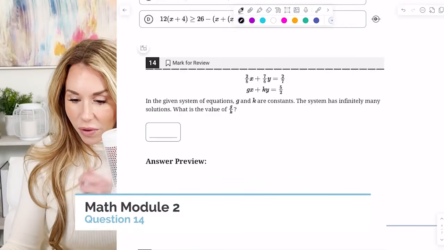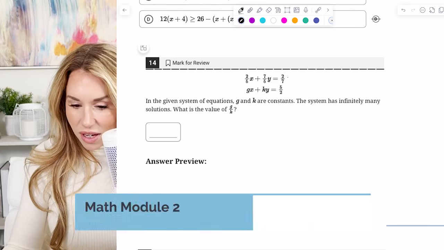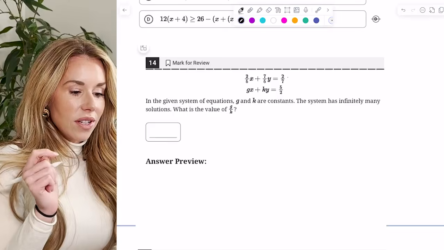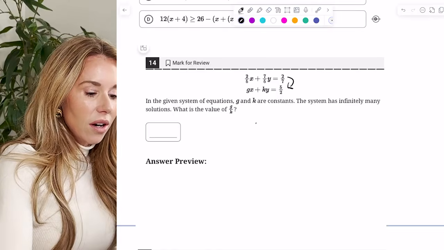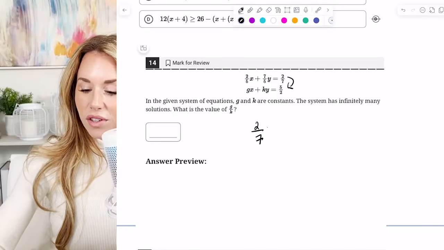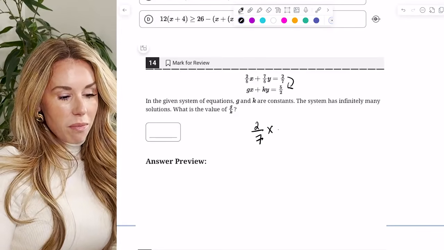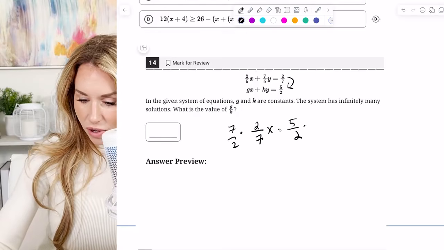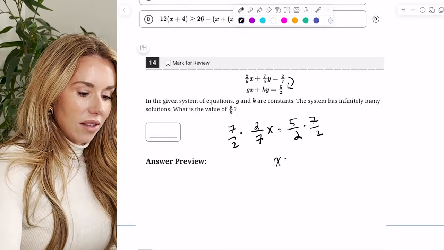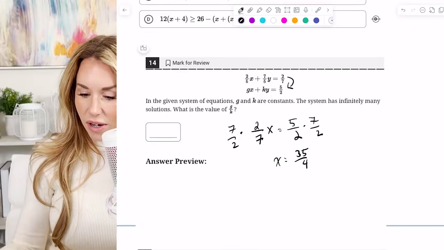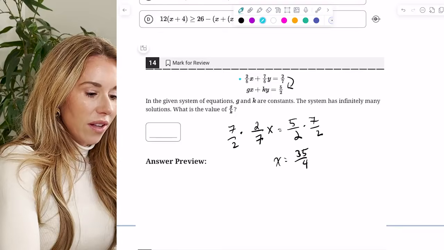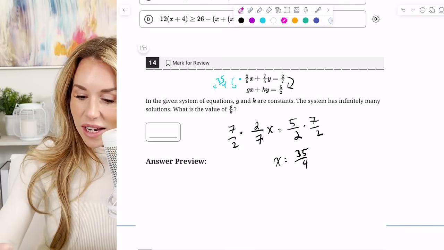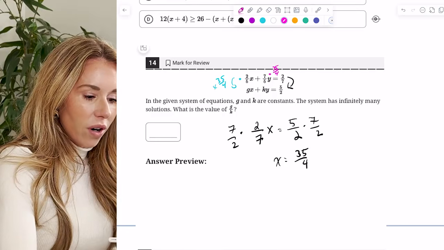All right, in the given system of equations, g and k are constants. The system has infinitely many solutions. What is the value of g over k? Okay, I know infinitely many solutions means that these are in proportion to each other. So I want to know what the scalar multiple is. Essentially, what do I multiply 2/7 by to get 5/2? If I multiply by the reciprocal, then the scalar multiple is 35/4. So I'm going to take 2/5 and multiply it by 35/4 to get g, and then take 7/5 and multiply it by 35/4 to get k.